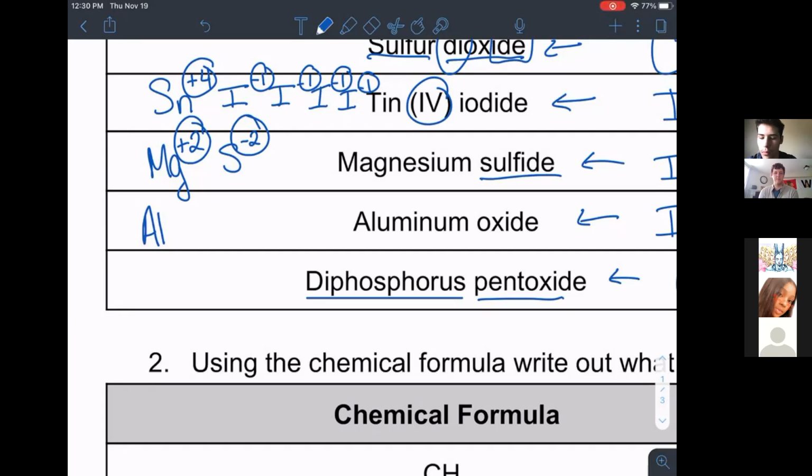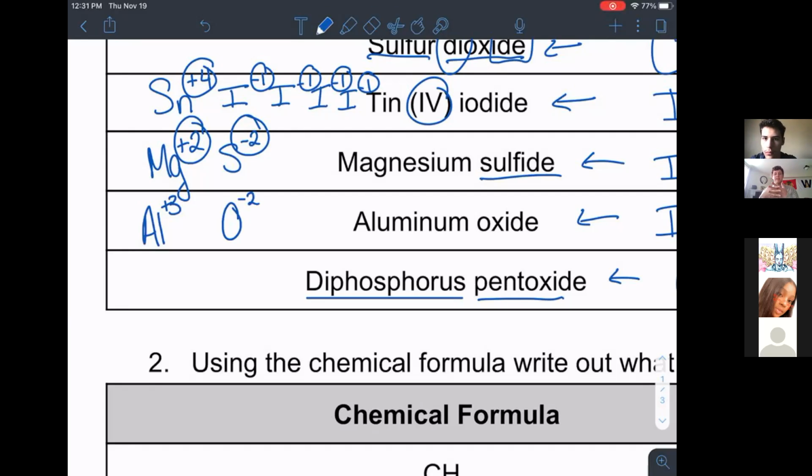Anybody know? 3. It has 3 valence electrons, so it's willing to lose those 3 for a positive 3 charge. What's my second element there? Oxygen. And how many valence electrons does it need to gain or lose to get to 8? It has 6 and it wants to gain 2 more. Perfect. So we have a -2 charge.